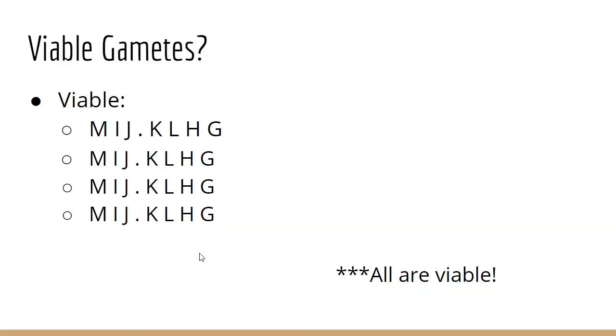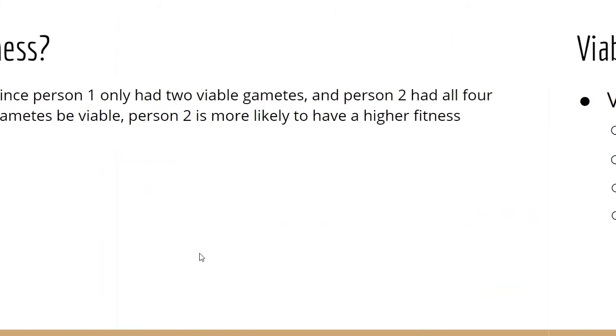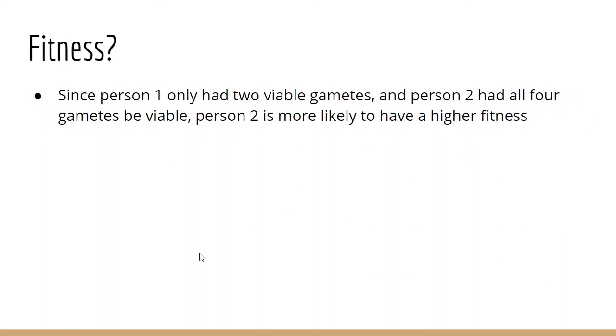So they're all MIJ.KLHG and they're all viable. Since person 1 only had 2 viable gametes and person 2 had all 4 possible gametes be viable, person 2 is more likely to have a higher fitness.